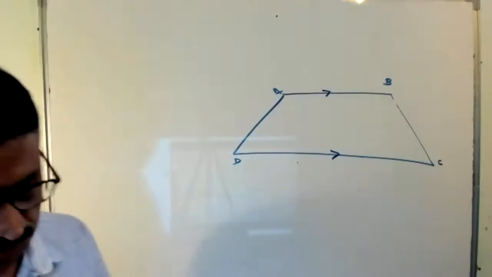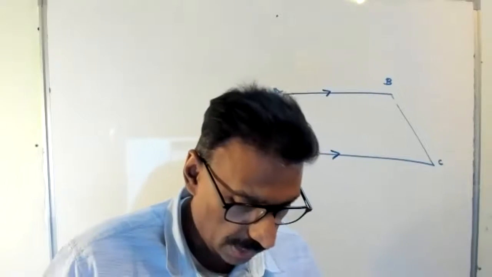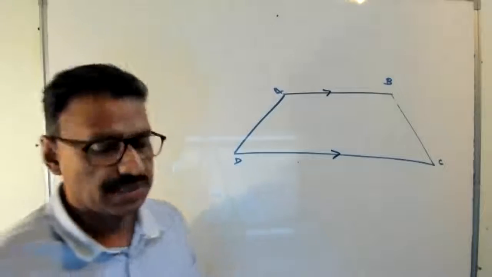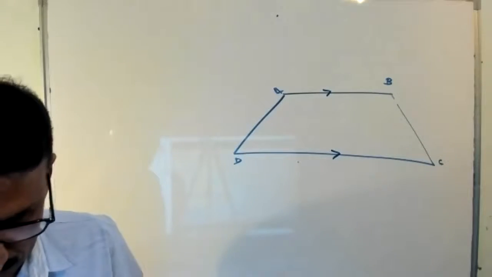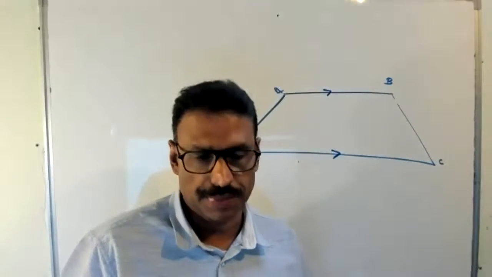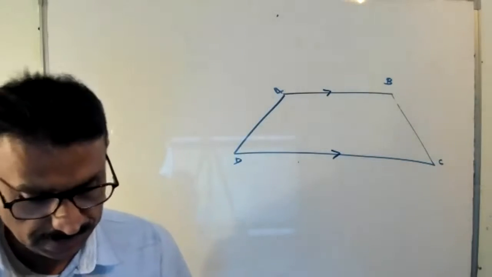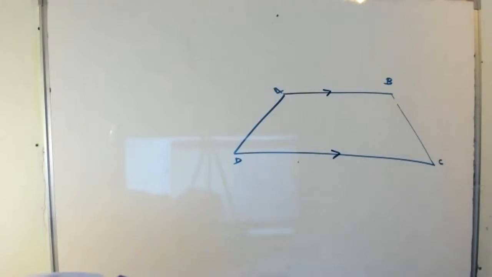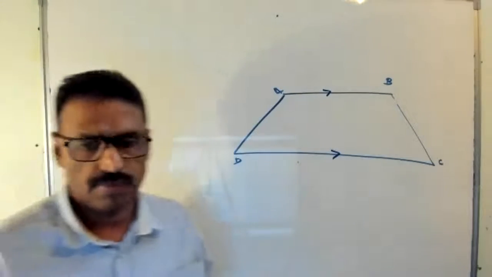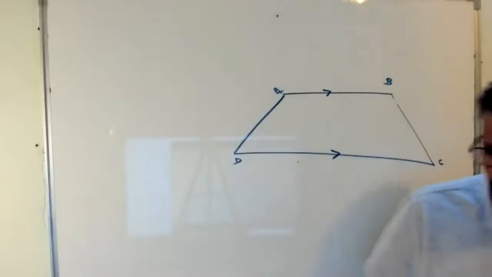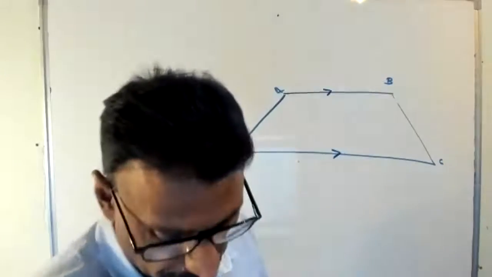Okay. Then write: a quadrilateral having one pair of parallel sides is called a trapezium. Then write: ABCD is a trapezium in which AB is parallel to DC. Okay, draw this.